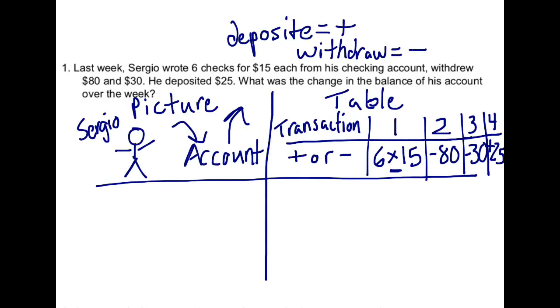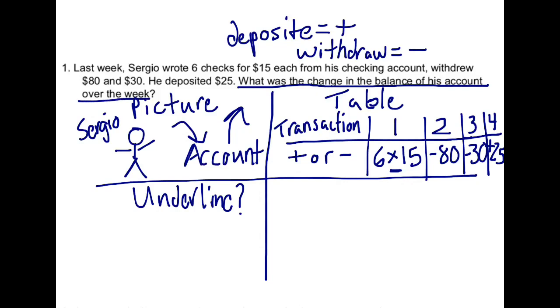So for the last part, I'm going to read the problem and just underline the question. Last week, Sergio wrote 6 checks for $15 each from his checking account, withdrew $80 and $30. He deposited $25. What was the change in the balance of his account over the week? So underline the question. The main thing I'm looking for is the change in the account.